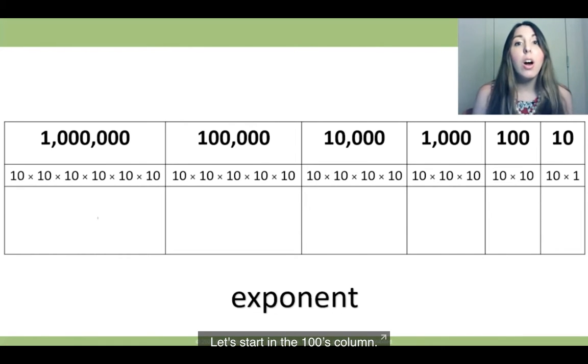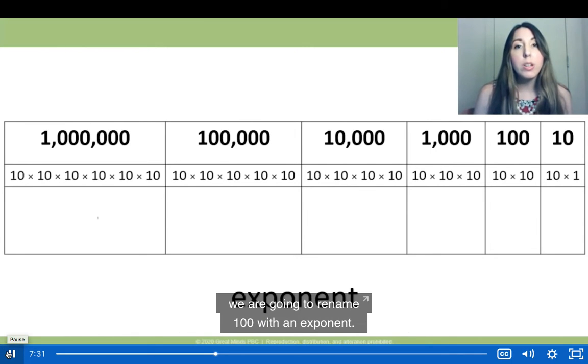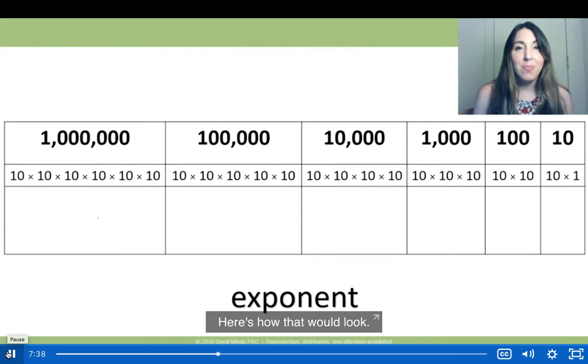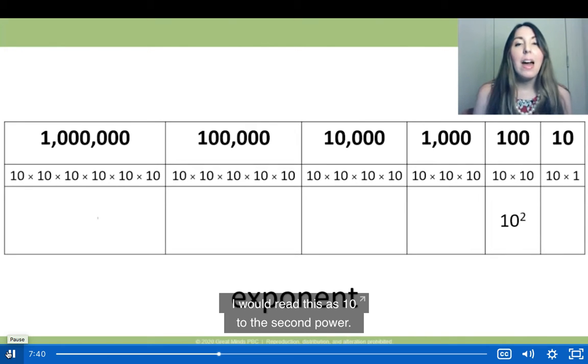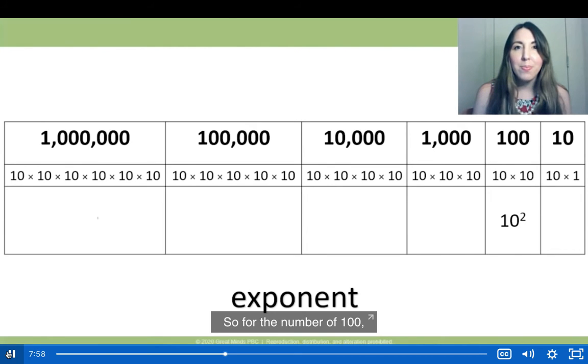Let's start in the hundreds column. So on your paper, take a look at 100. We are going to rename 100 with an exponent. Here's how that would look. I would read this as 10 to the second power. The 2 is the exponent. The exponent will tell us how many times we will have 10 as a factor of that number.